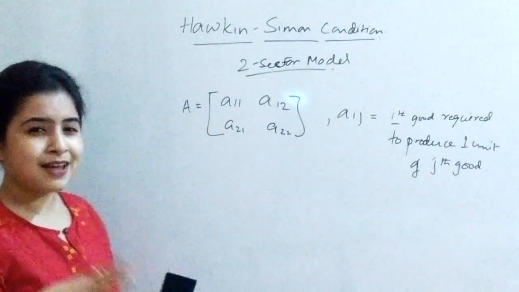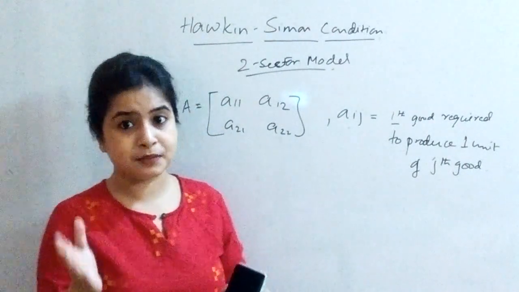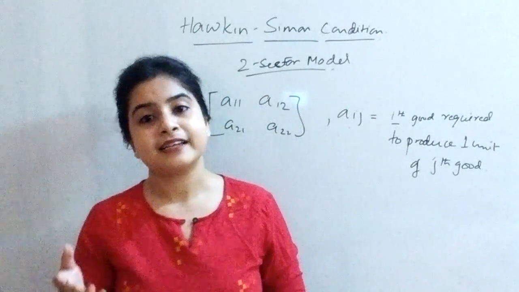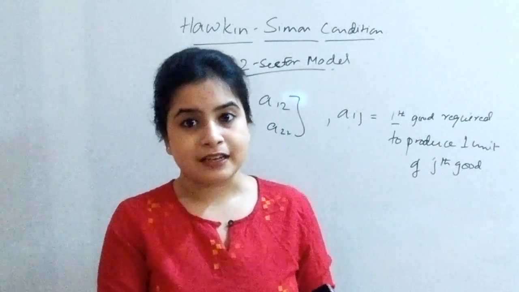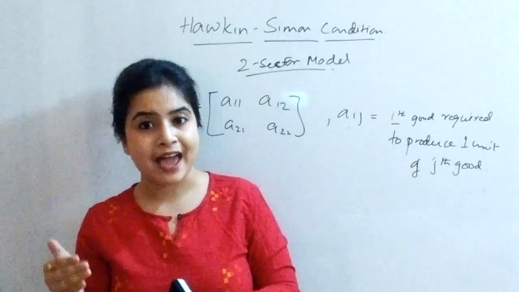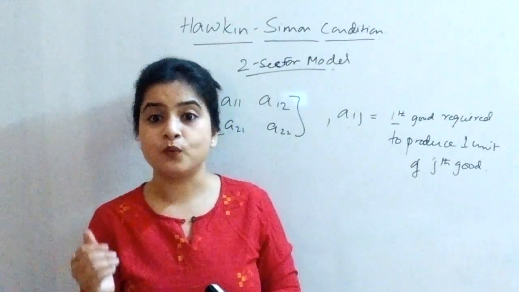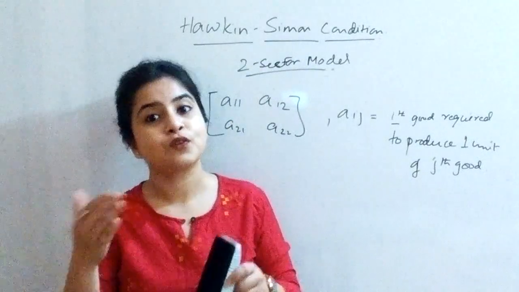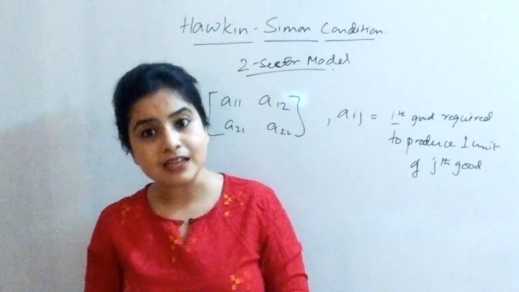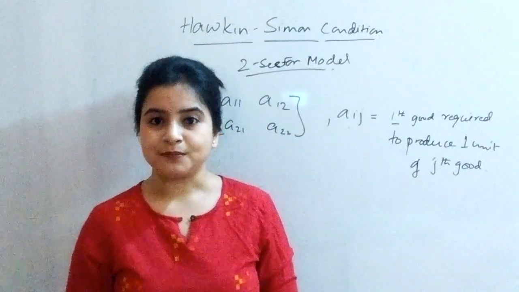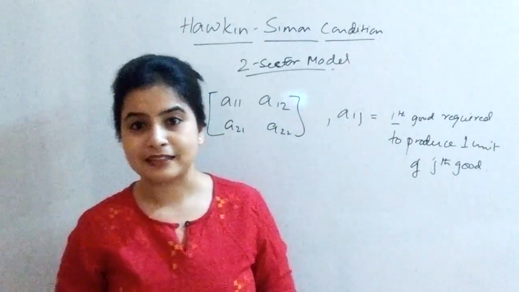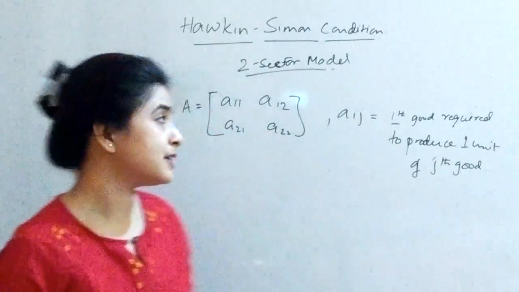Now a question might arise: how do A11 and A22 make economic sense? Of course they do. Let's take an example of the iron industry. For extracting iron ore, we require an axe or some other material made of iron. So to extract 1 unit of iron ore, we need iron as an input, and that makes A11 and A22 make full sense. I hope we are clear on that aspect.